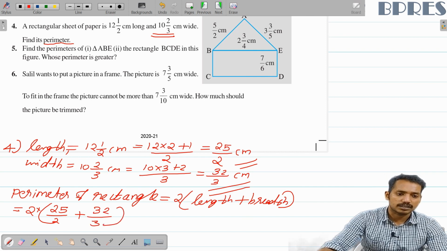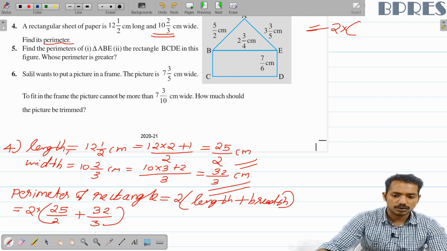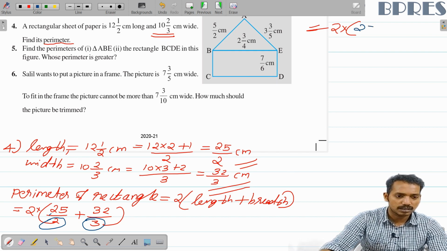Now add these two fractions, so we will get 2 into, just add those fractions, 25 by 2 and 32 by 3. What is the LCM of 2 and 3? Here the denominators are 2 and 3. So just find the LCM of 2 and 3, which is equal to 6. So to convert 2 and 3 into 6, we have to multiply with the appropriate number. Here we have to multiply by 3. Clear? Plus here we have to multiply by 2.